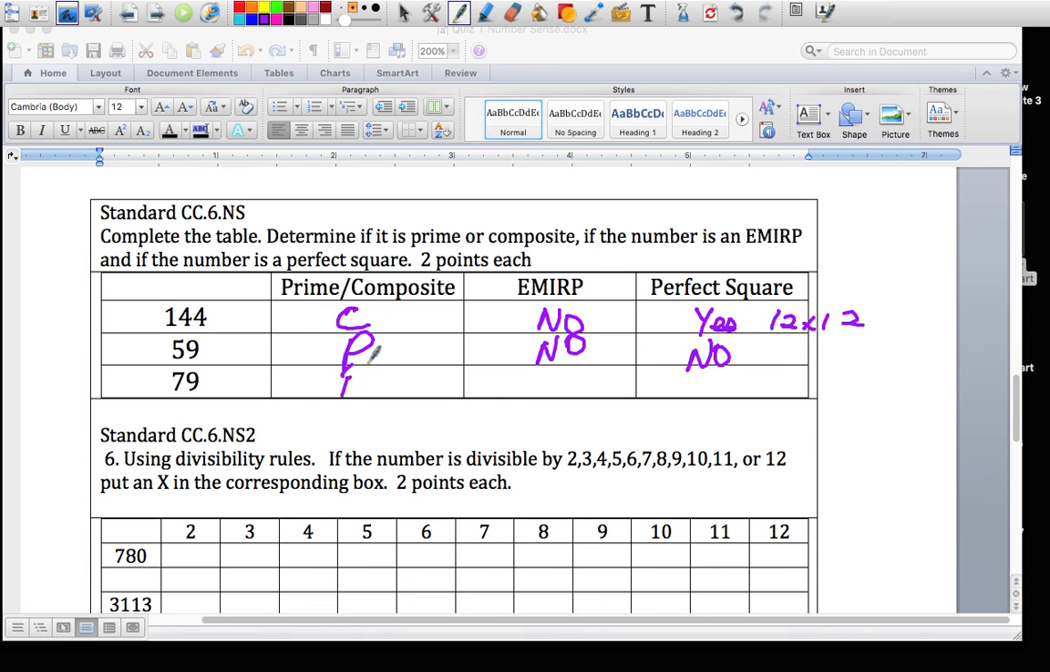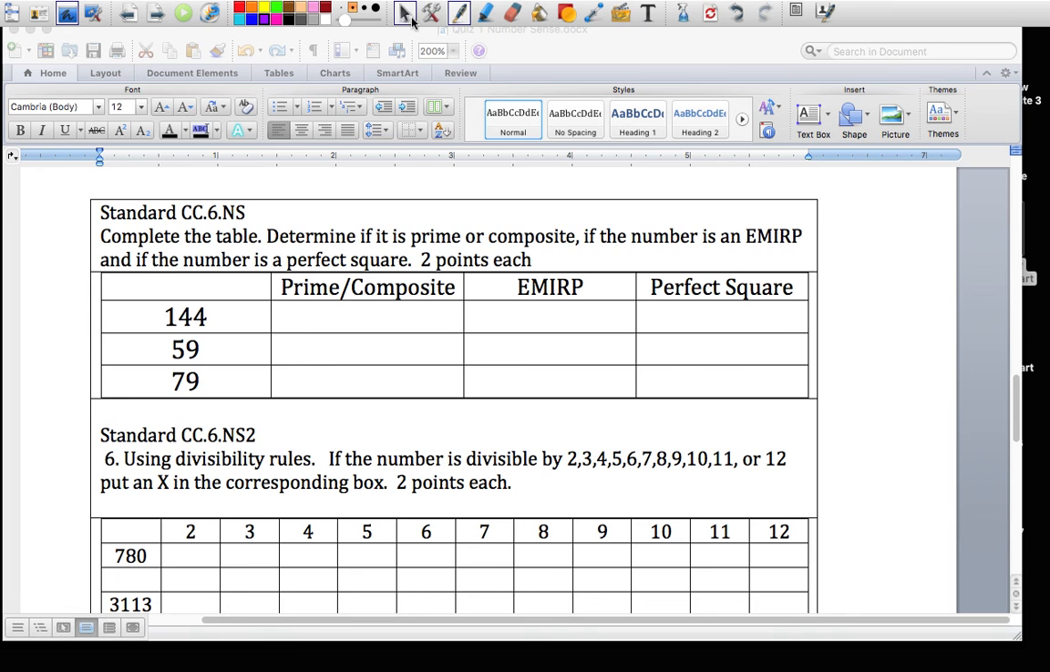79 is definitely a prime again. Is it a MERP? If I change it, it becomes 97. And that's prime, so yes. Perfect square? No. No two numbers again multiply to give you that. Okay.